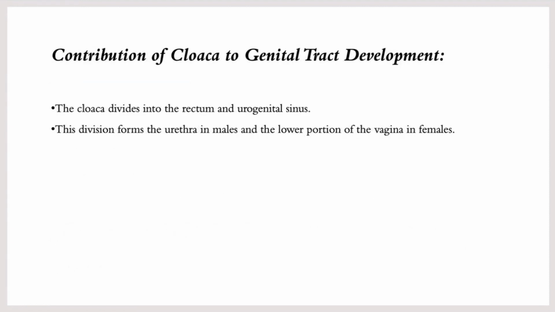Sorry, we're almost at the last part. So the contribution of the cloaca to the genital tract development. The cloaca, which is like the anus region, is going to divide into the rectum and the urogenital sinus. This division is going to basically form the urethra in the males and the lower portion of the vagina in the females. Okay, so without this division in the cloaca, those two structures, the urethra and the lower portion of the vagina, would not form.